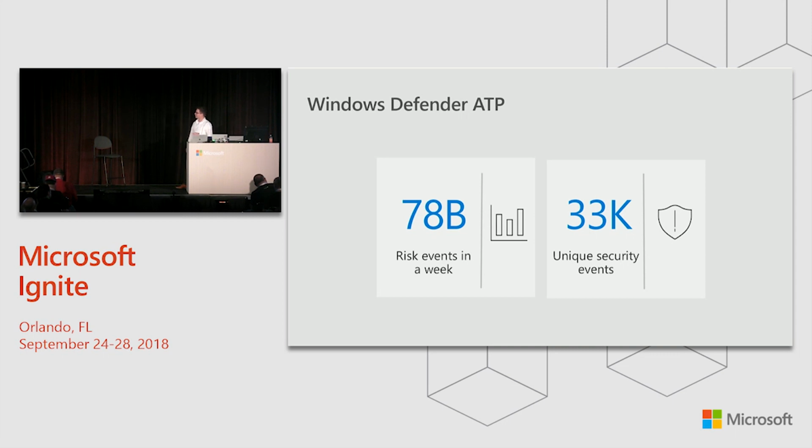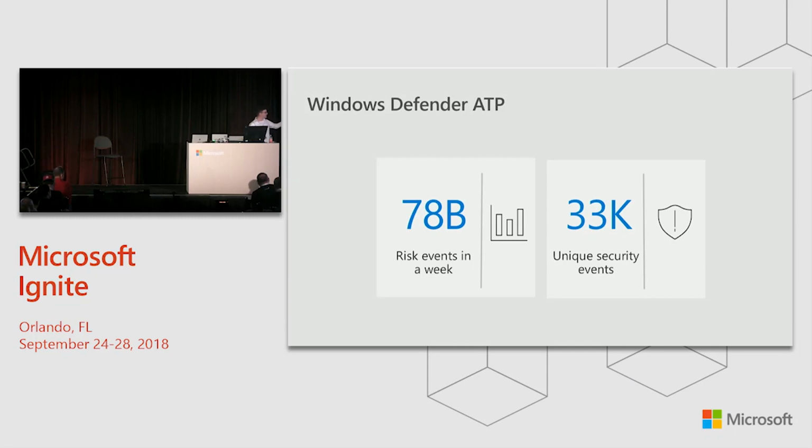I wanted to linger on some numbers here to give you some momentum behind ATP. This is a Windows E5 offering. In just a week, the last week before Ignite, it detected 78 billion risk events. These were behavioral analysis events. Some process was injected into a piece of code that escalated its privilege and took admin rights on a machine. ATP detects that and surfaces it up to admins.